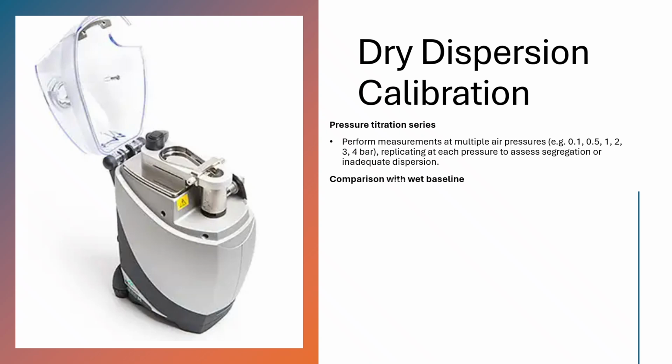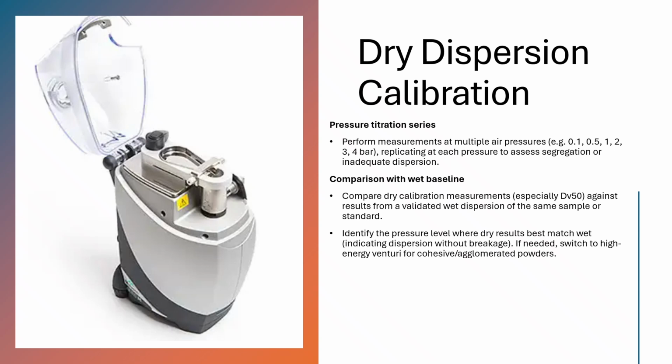So the next step will be comparison with the wet baseline. Here we need to compare the dry calibration measurement, especially for the DV50 parameter, against the results from a validated wet dispersion of the same sample or standard, right? Matching the DV50 between dry and wet modes ensures that the dry dispersion parameters are optimal for accuracy. That is the reason we need to compare the dry with the wet baseline.